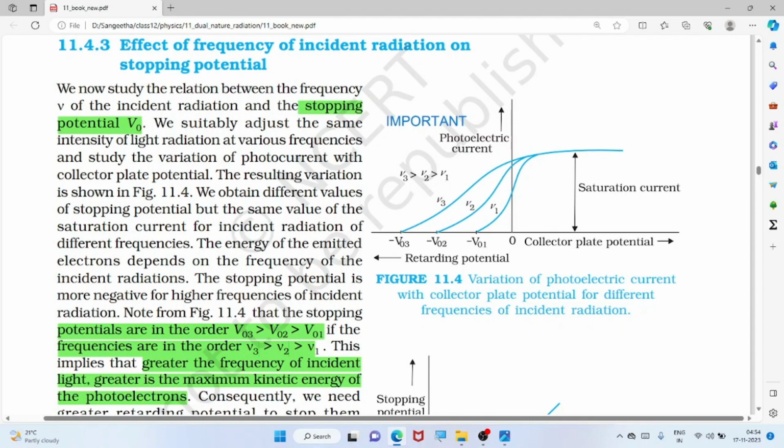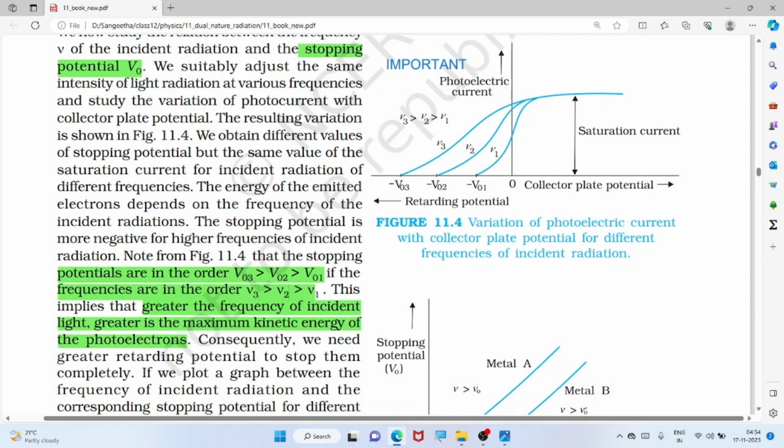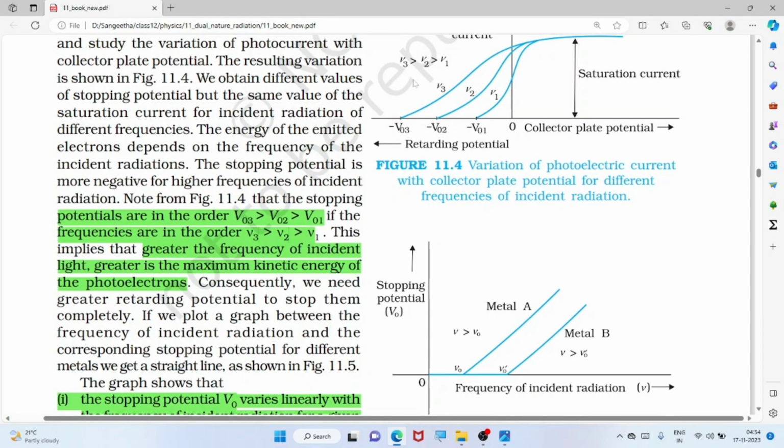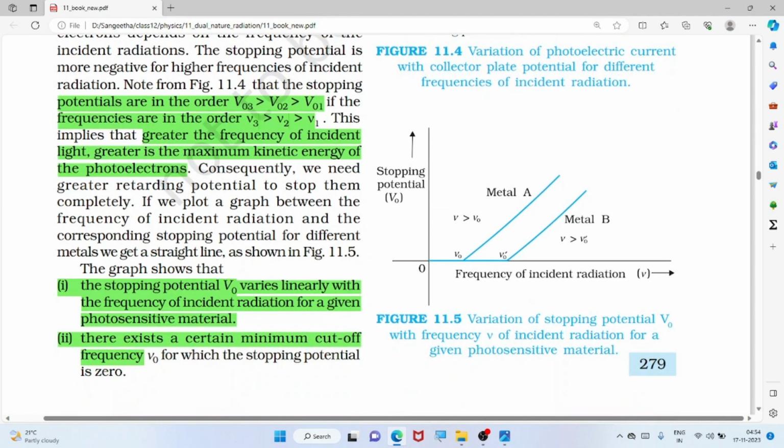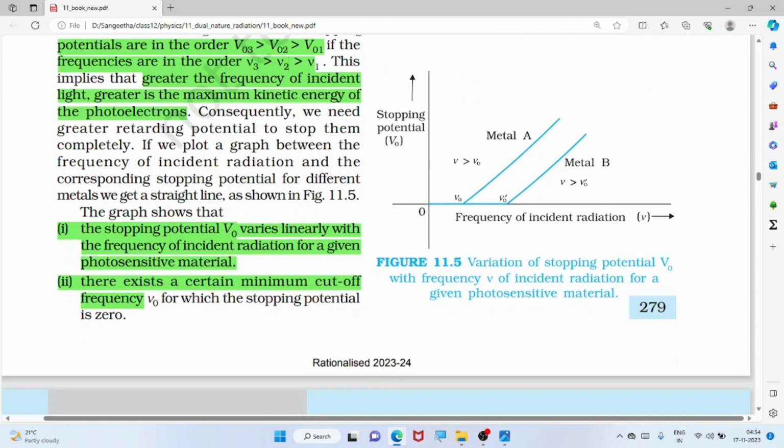So this is how the stopping potential varies with the frequency. Higher frequency, higher stopping potential. Saturation current is the same. Greater the frequency of the incident light, greater is the maximum kinetic energy of the photoelectron. This is the variation of the stopping potential with the frequency of the incident radiation.